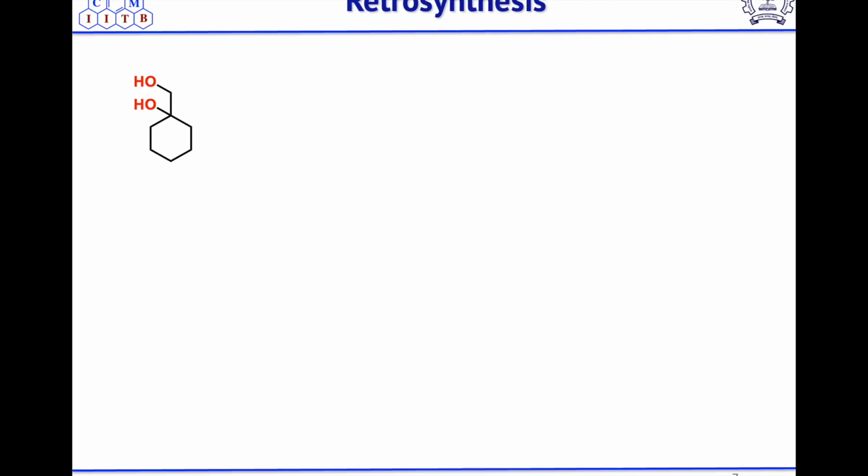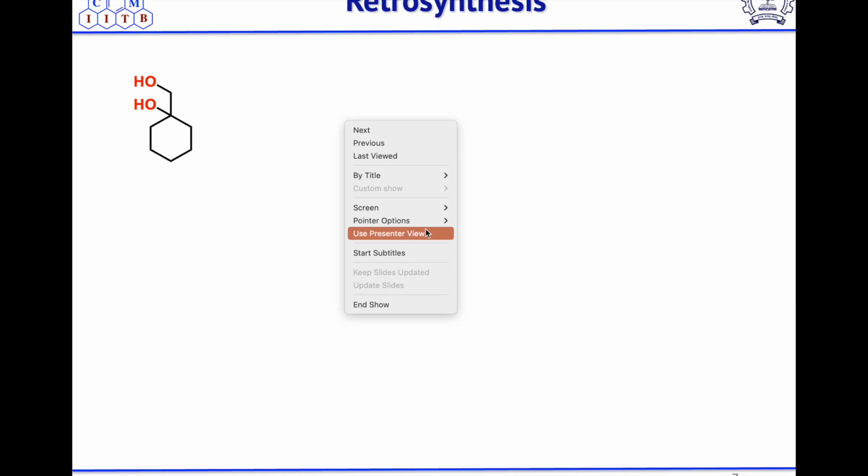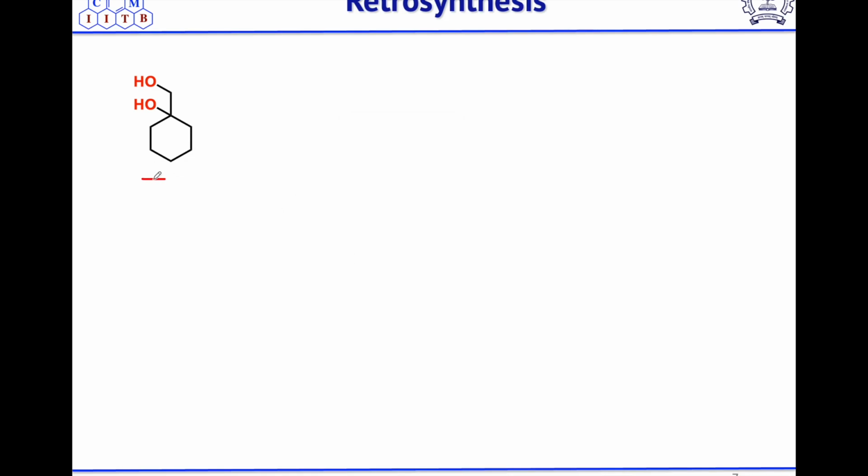So the next retrosynthetic analysis. Here we will do the retrosynthetic analysis for the same molecule, but not from the epoxide. How can we think about another retrosynthetic analysis? So this is the target molecule, TM. So how can we get it? This target molecule we can get from this olefin, right?